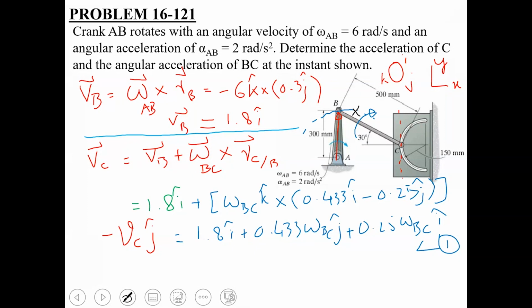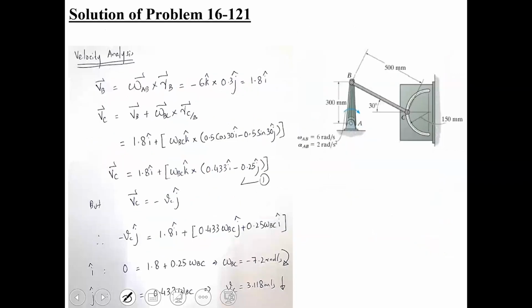So putting the value of Vc to be equal to minus Vcj and then comparing the I and j coefficients on both sides of this equation. So once you compare the I coefficients, you will have 0 equal to 1.8 plus 0.25 omega Vc. From here you can see clearly that the value of omega comes out to be a negative quantity. That negative quantity says that our assumption regarding omega, which was counterclockwise direction, was incorrect. Rather, this omega is rotating in a clockwise direction. Okay, is this clear?